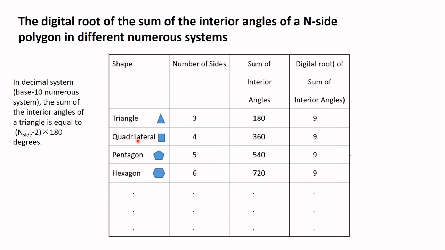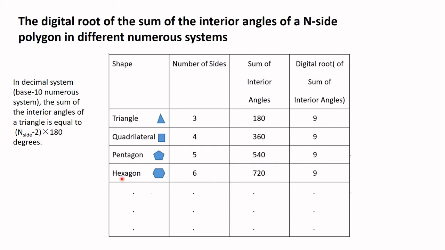For a quadrilateral, the number of sides is 4. The sum of the interior angles is 360, the digital root is 9, because 3 plus 6 plus 0 equals 9. For a pentagon, the number of sides is 5, and the sum of interior angles is 540, and the digital root is 9, because 5 plus 4 plus 0 equals 9.